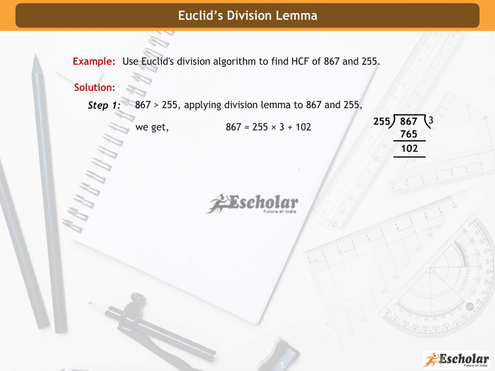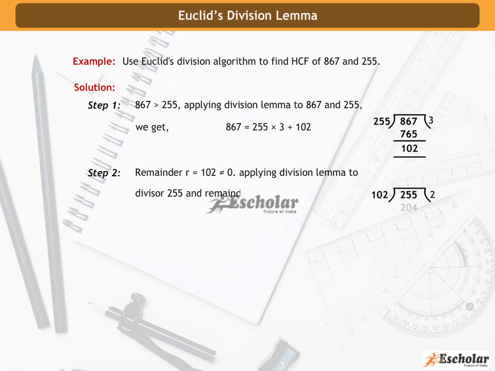Step 2. Here you can see that the remainder 102 is not equal to 0. According to Euclid's division lemma, r is equal to 102, which is not equal to 0. So again apply the division lemma to the divisor 255 and remainder 102 as shown here, and we get 255 is equal to 102 into 2 plus 51.